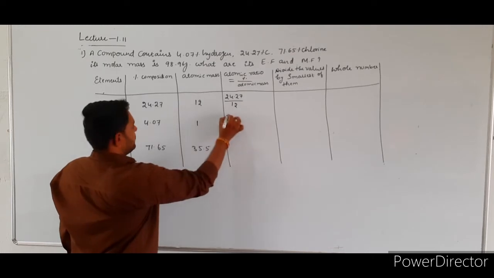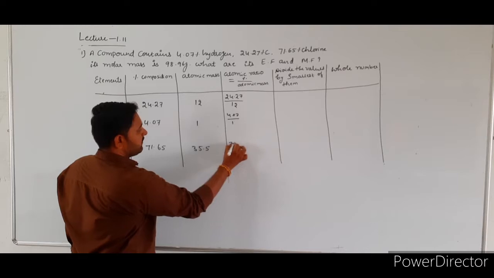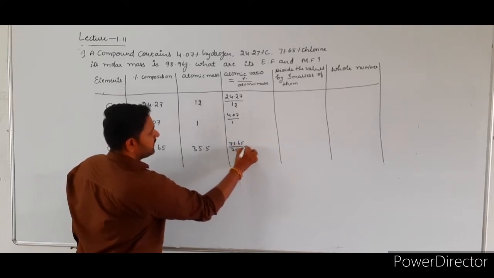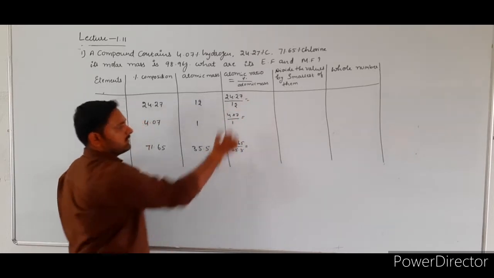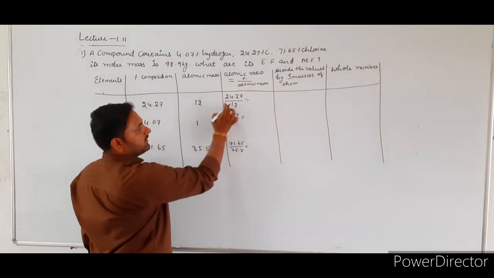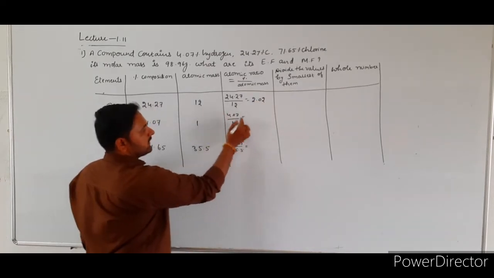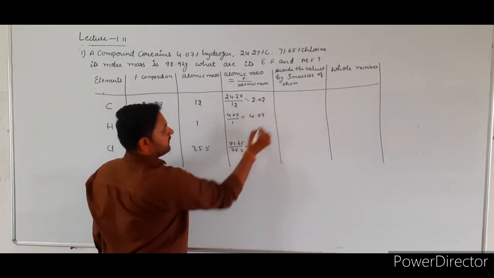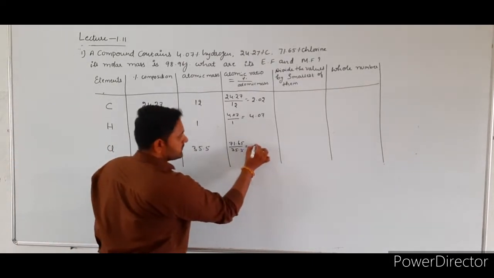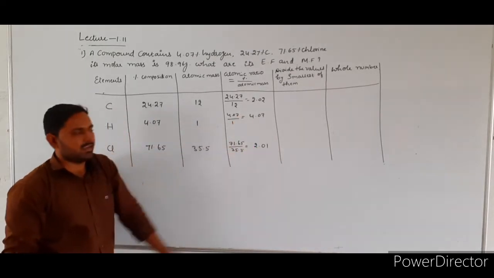Next here, 4.07 divided by 1. Here, 71.65 divided by 35.5. Now calculate. By dividing these two values you will get 2.02. Now divide these two, you will get 4.07. Divide these two values, you will get 2.01. These are the atomic ratio.